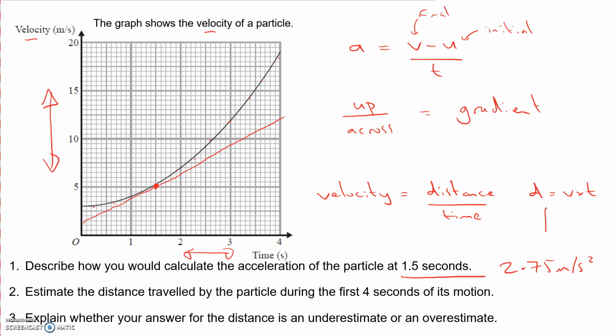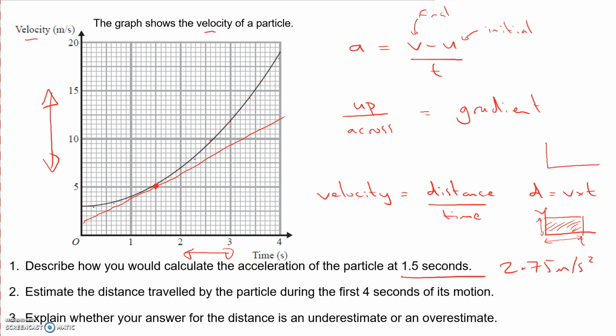So imagine for a minute I have a graph, velocity against time, that does something like this. Then the distance is the velocity times the time. Well, the velocity is that, and the time is that. If we multiply them together, we get the area under the graph.